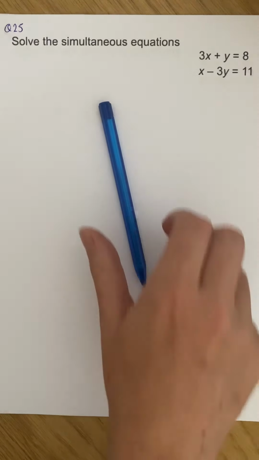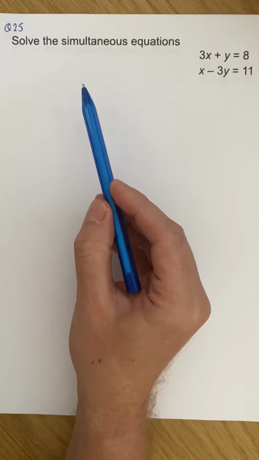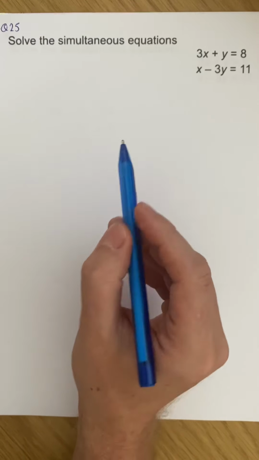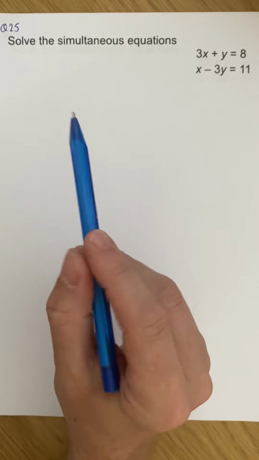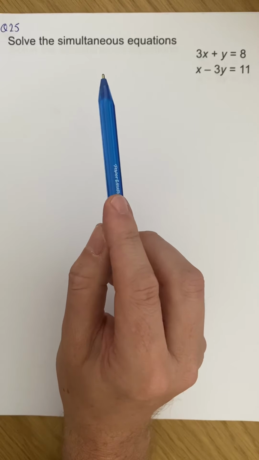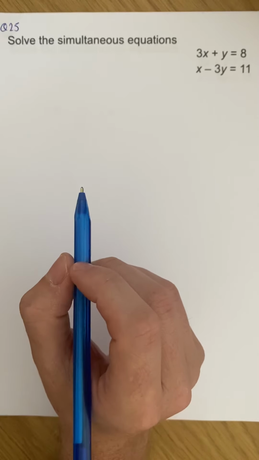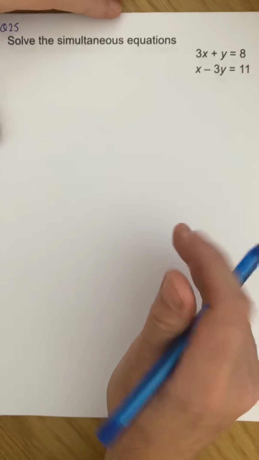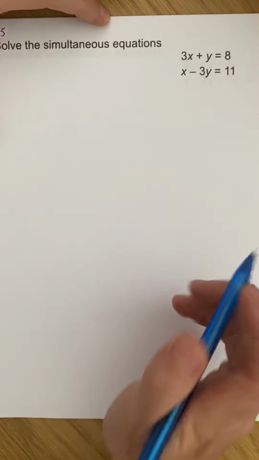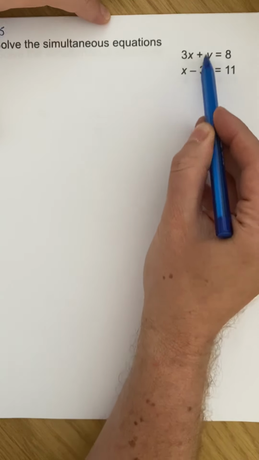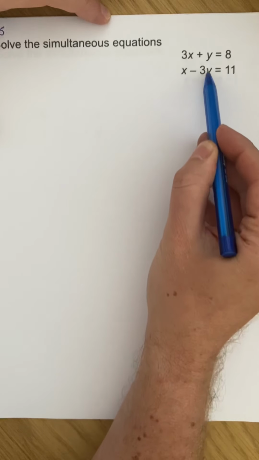Okay, so this question is a linear simultaneous equation. It's a really common question. It doesn't matter whether you're doing higher or foundation. It's almost always worth 3 marks. And if you learn the technique, it's really, really easy. So let's go.